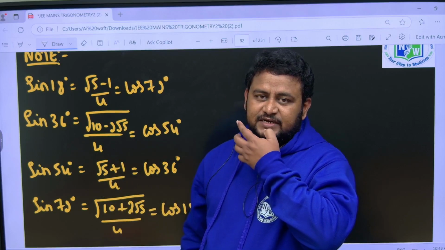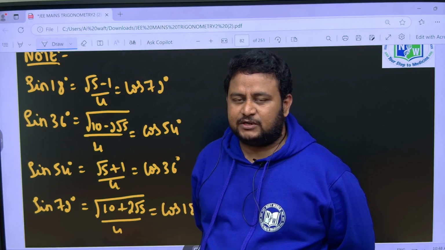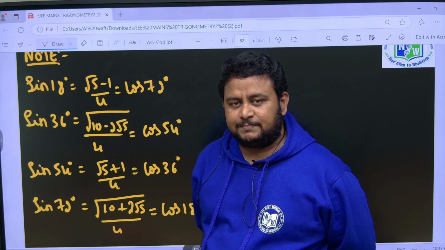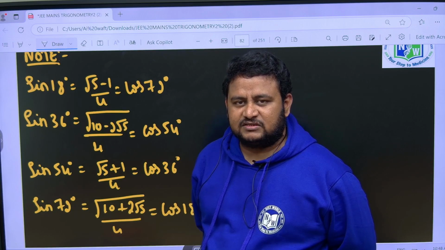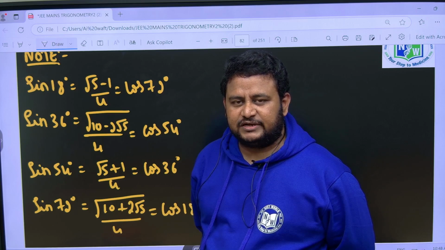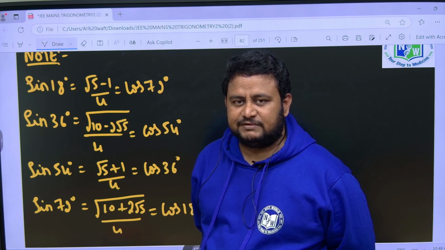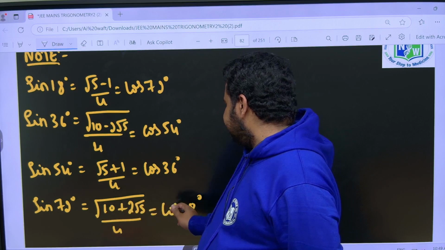Only in terms of 15 it is similar. Sin 15 is (root 3 minus 1) by 2 root 2, and cos 15 is (root 3 plus 1) by 2 root 2. But when it comes to sin 18, it is (root 5 minus 1) by 4. Sin 54 is (root 5 plus 1) by 4. Sin 18, its complement is cos 72. Sin 54, its complement is cos 36. Sin 72, its complement is cos 18.